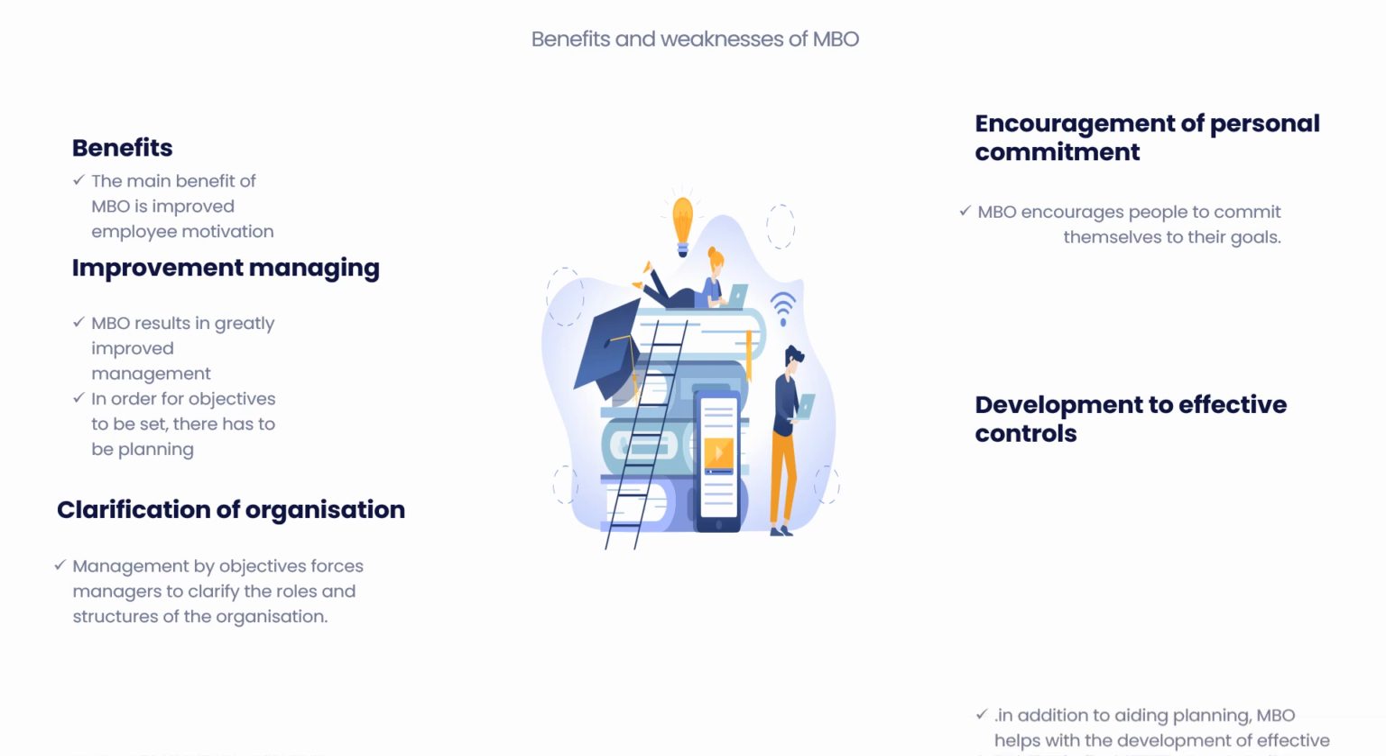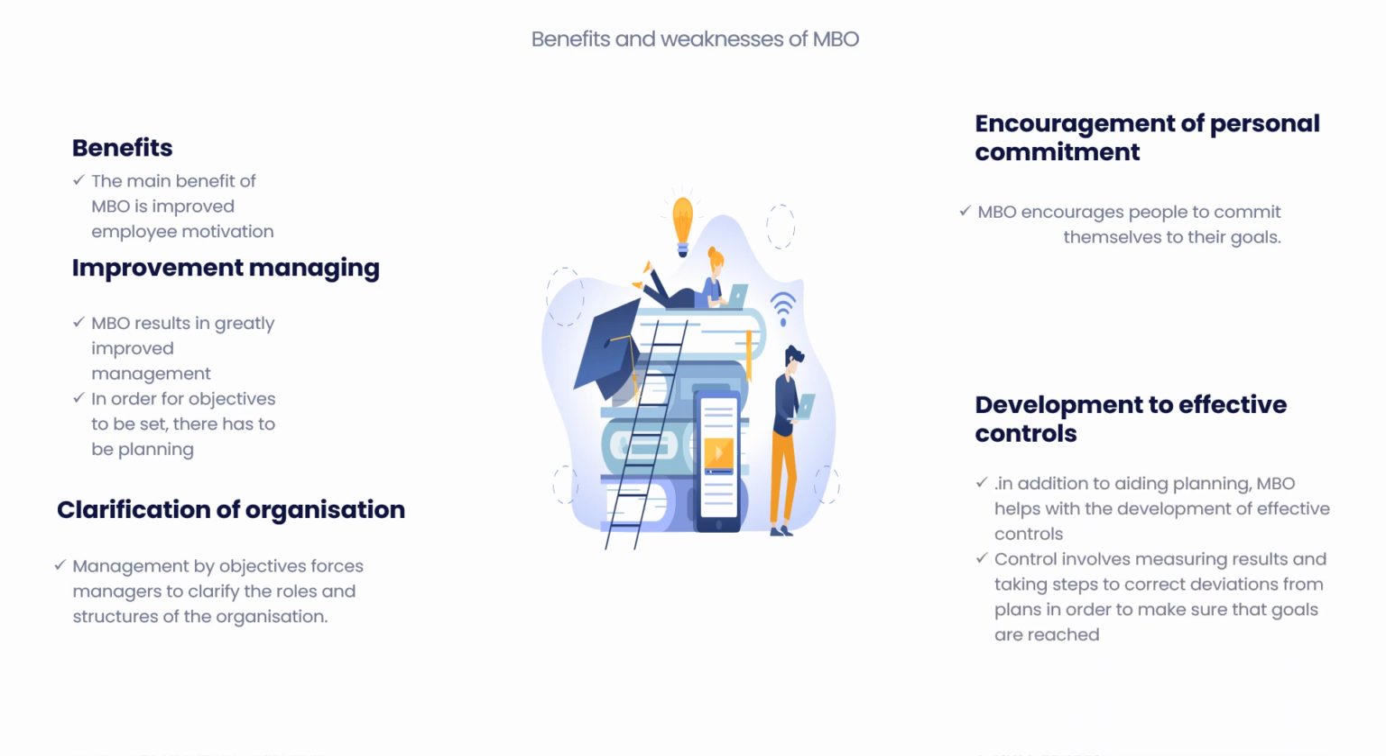Development of effective controls. Control is very important. As we said, the manager is there for counseling and for coaching the employees to accomplish, to fulfill, to achieve their own individual goals that they have defined. In addition to aiding planning, MBO helps with the development of effective control. Control involves measuring results and taking steps to correct deviations from plans in order to make sure that goals are achieved.